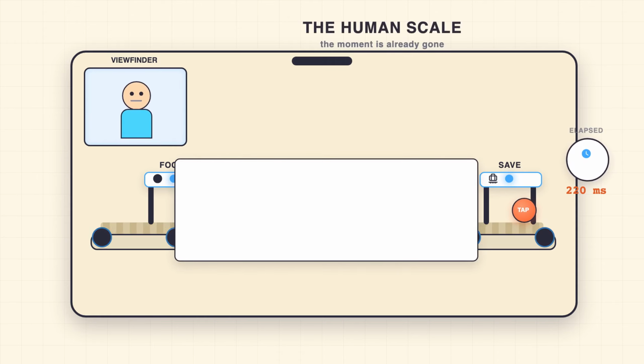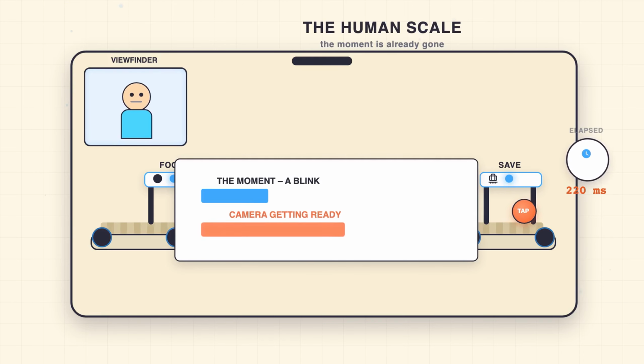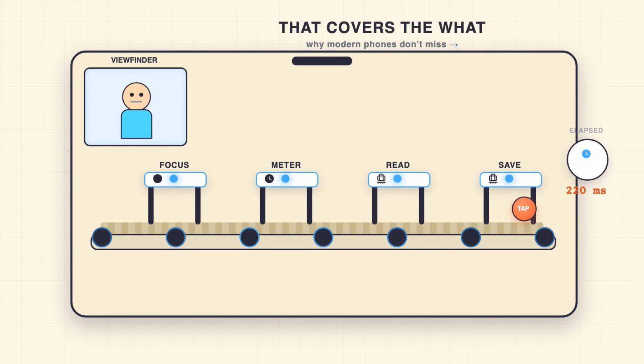Now here is the human scale. A relaxed smile lasts maybe half a second. Peak action, the dog at the top of its jump, lasts a blink. If your camera burns 1/5 to 1/4 of a second just getting ready, the moment you aimed at is already gone by the time the sensor actually looks. That covers the what. The stranger question is why modern phones do not miss.